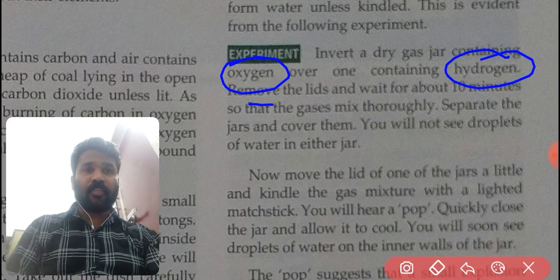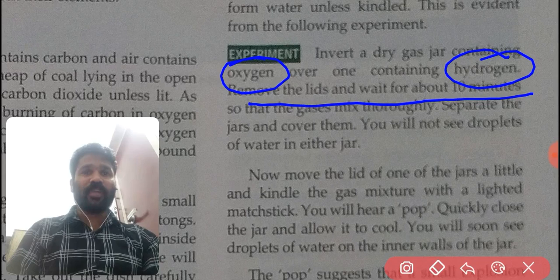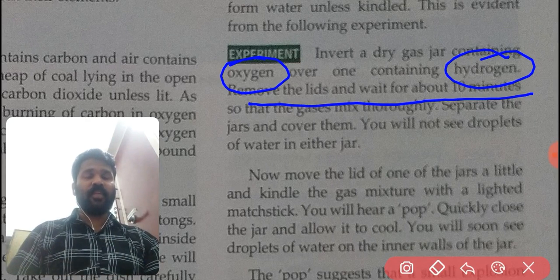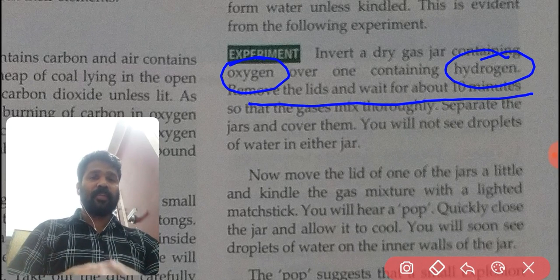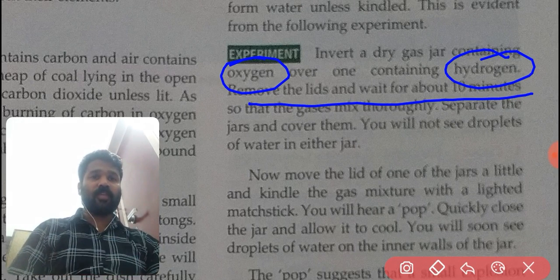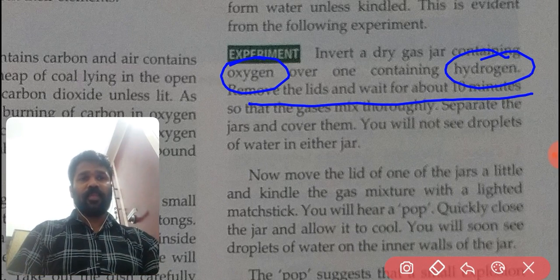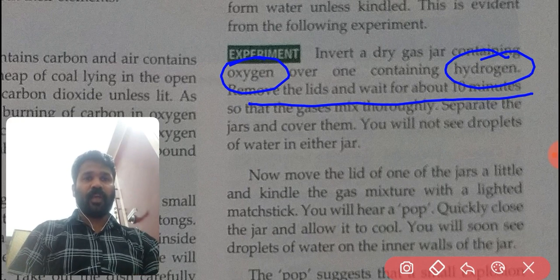Remove the lids and wait for about 10 minutes so that the gases mix thoroughly. Invert the oxygen-containing jar over the hydrogen-containing jar and wait for 10 minutes so that the gases mix thoroughly. Separate the jars and cover them.